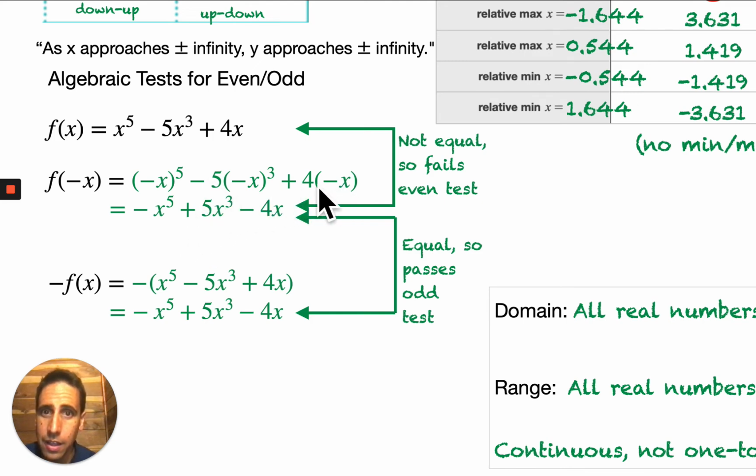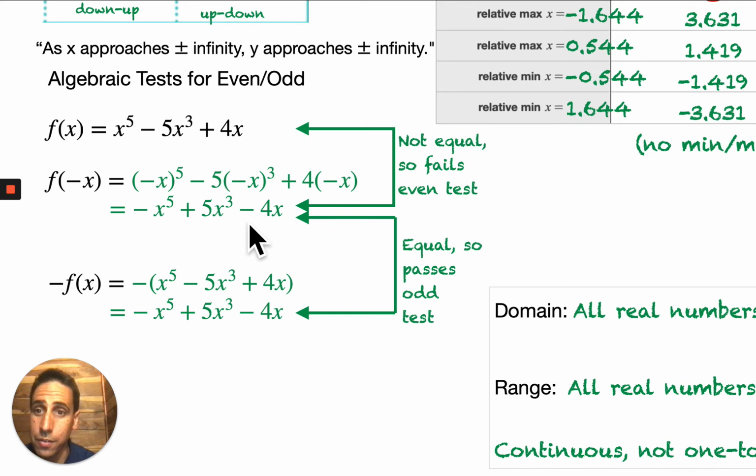And again, 4 times negative x becomes negative 4x, and you can make that subtraction. So that's what f of x is, and f of negative x simplified is this. Compare the two, and they are not the same. They're not equal, so that fails the even test. Let's do the odd test.